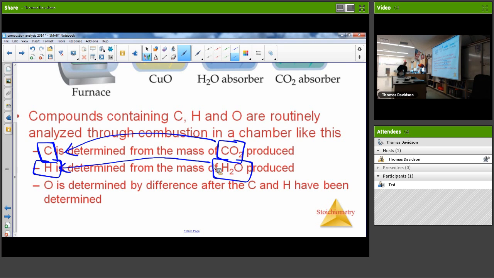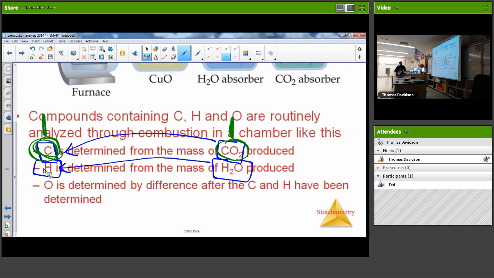Now let's apply what we just talked about in moles. Look at the screen for a second. How many moles of C are there in 1 mole of CO2? 1. For every 1 C, we can produce 1 CO2. And those numbers are in moles.